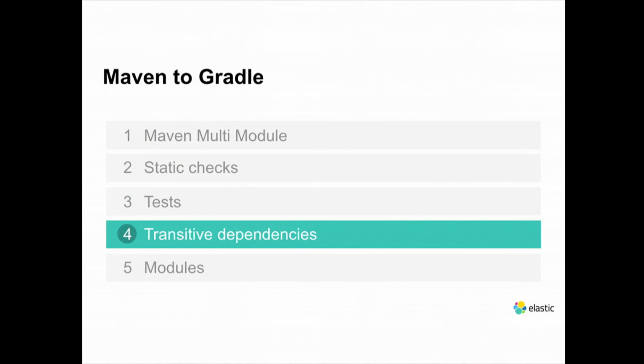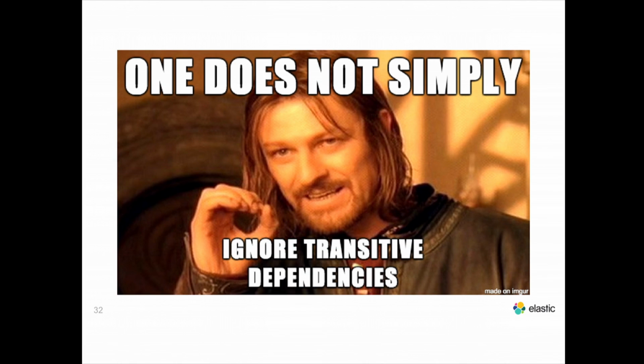So the next thing that we wanted to do, the last two things are things that we had wanted to do in Maven, but it was just really difficult. And so one was transitive dependencies. So transitive dependencies are central to Maven in how it works.